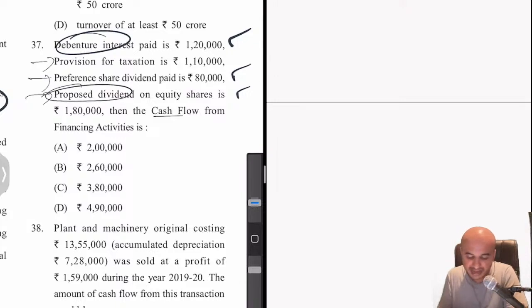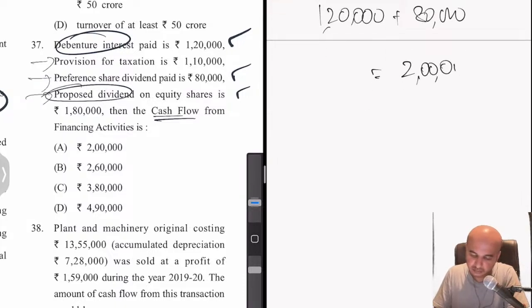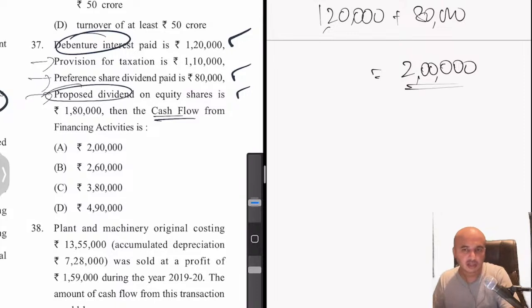Here we are talking about the cash flow. Cash flow only comes into the picture with respect to amount paid or amount received. So how much have we paid so far? Debenture interest 1,20,000 plus preference share dividend 80,000. Both put together it is 2 lakh. So cash flow from financing activity is 2 lakh rupees. Let's move on to the next one.